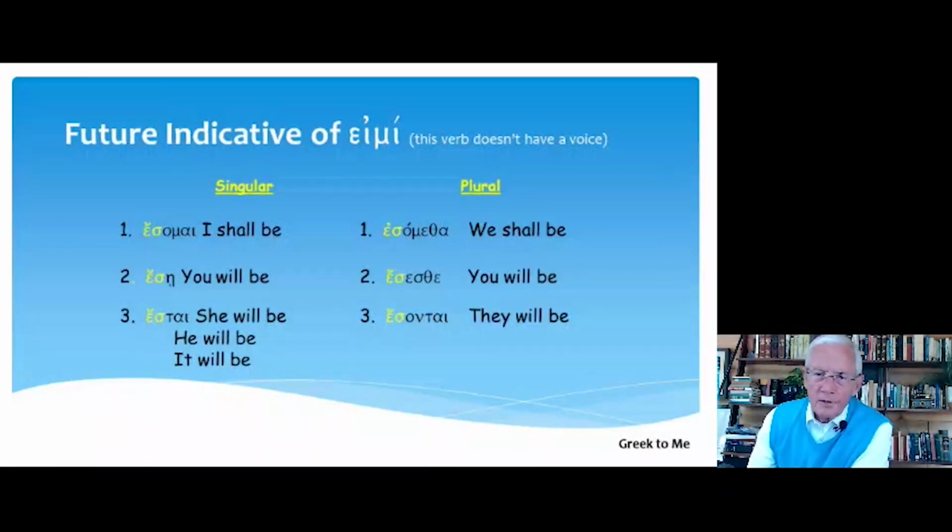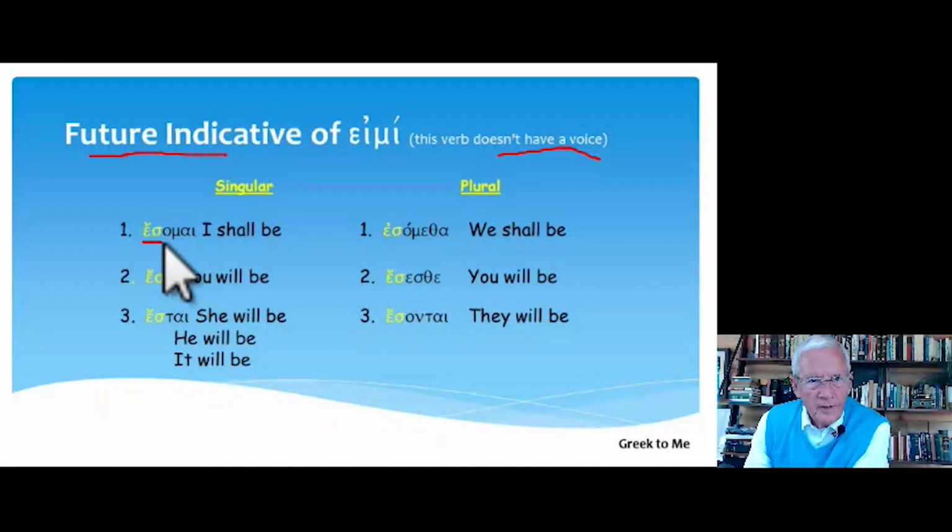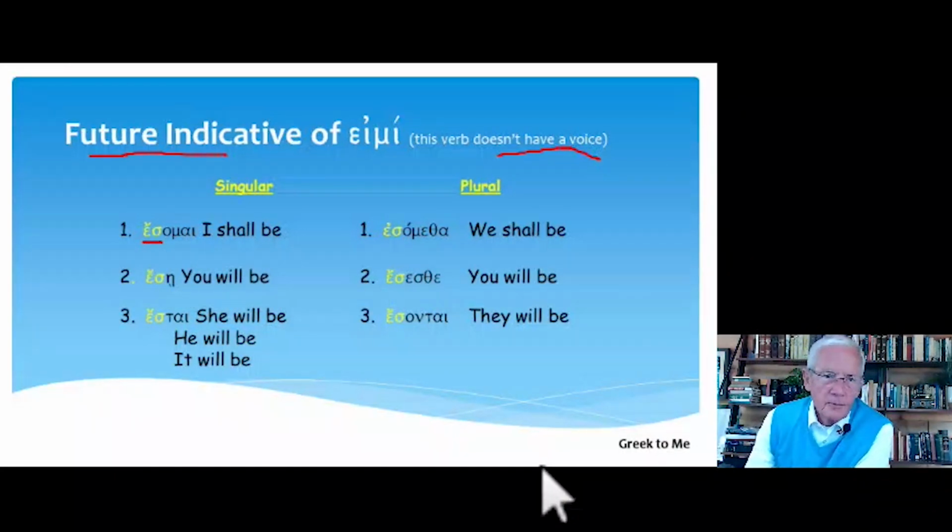One other minor item in this chapter has to do with the future indicative of eimi. The verb to be, eimi, is I am. Now, technically, this verb doesn't have a voice. That's why I'd simply say future indicative. Now, notice what happens here. We have es, eimi. So we have that basic stem es.